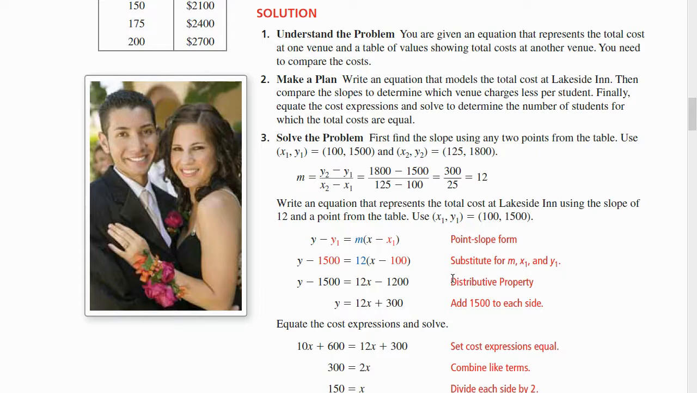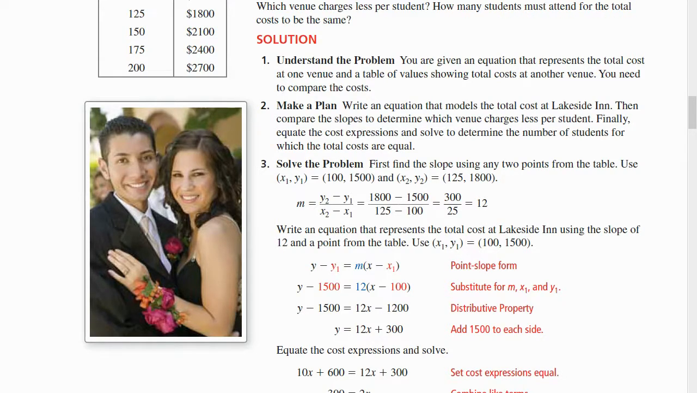So here's my equation. So notice if I were to now compare these two, this one had a slope of 10, a y-intercept of 600. This one had a slope of 12, a y-intercept of 300. So this is more per student, but it costs less at the beginning. See, 300 is less than 600. So really what we're looking at is, how long is it going to take to make up this difference of $300 when this one costs $2 more?